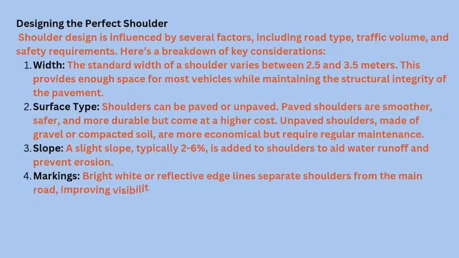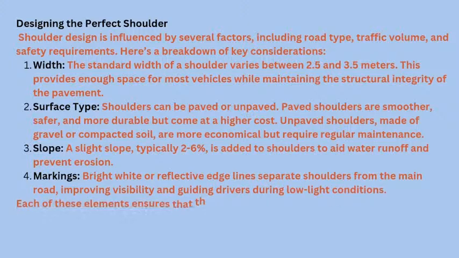4. Markings. Bright white or reflective edge lines separate shoulders from the main road, improving visibility and guiding drivers during low-light conditions. Each of these elements ensures that the shoulder functions effectively under various conditions.